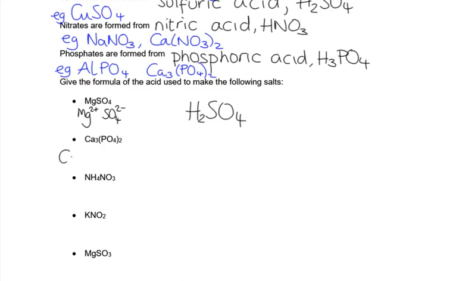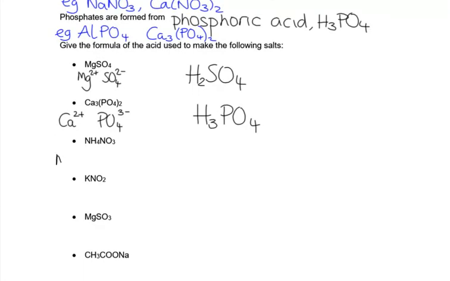Calcium phosphate is made from calcium ions and phosphate ions. There must be 3 of these to balance 2 phosphates, so the acid would be H3PO4. Ammonium nitrate. So we've replaced the hydrogen with a metal or ammonium, so we're getting rid of the ammonium ion, which is this bit here, we're getting rid of that and we're replacing it with a hydrogen ion. Hydrogen's got 1+ charge, so we just replace it, it's HNO3.